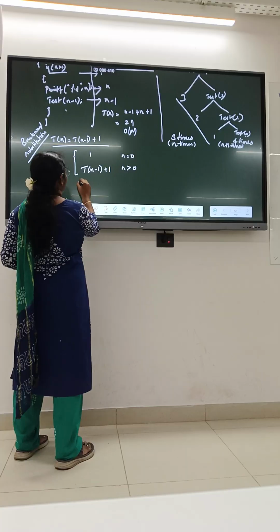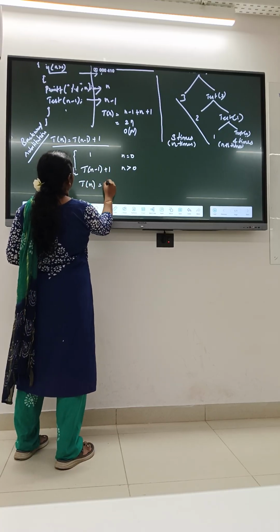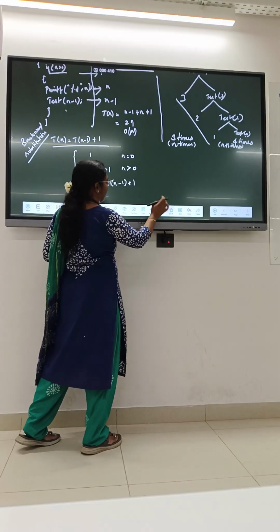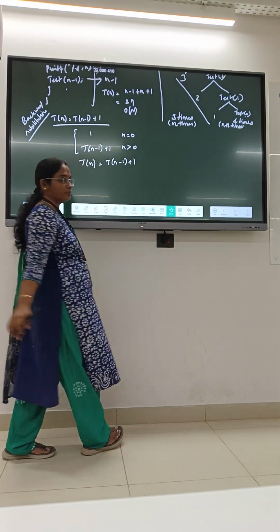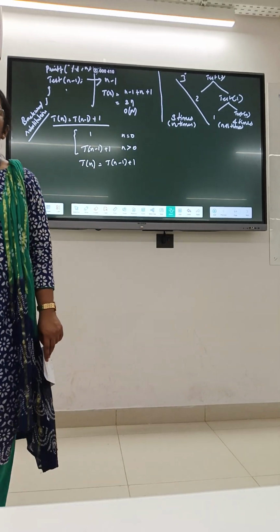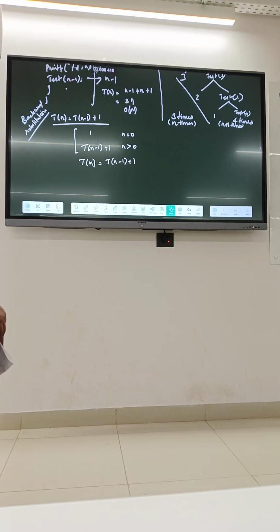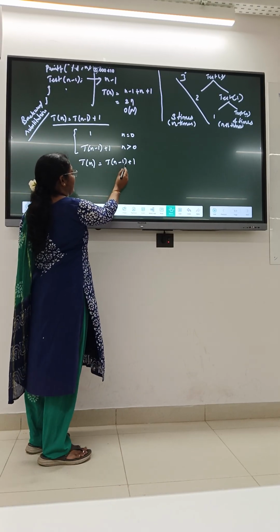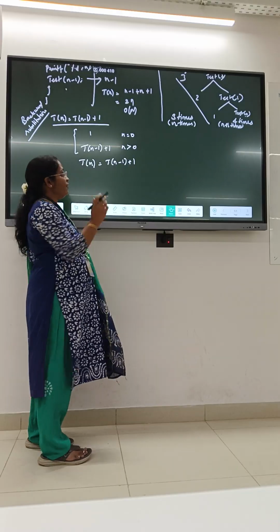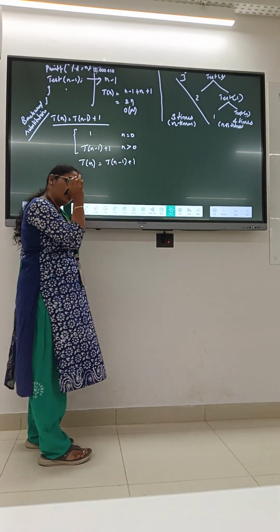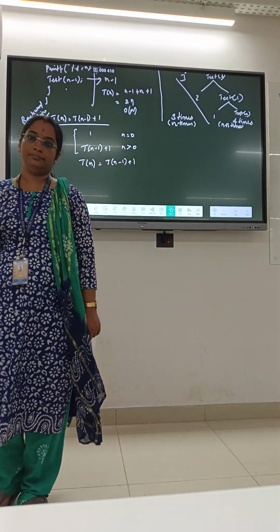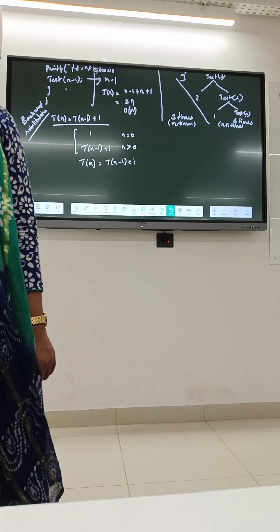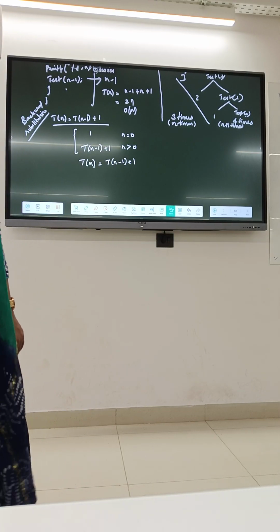So now, what is T of n? T of n is equal to T of n minus 1 plus 1. Okay, let me go with the backward substitution now. How to do the backward substitution? We know T of n is equal to T of n minus 1 plus 1. If I substitute n minus 1 for n, what will it do?